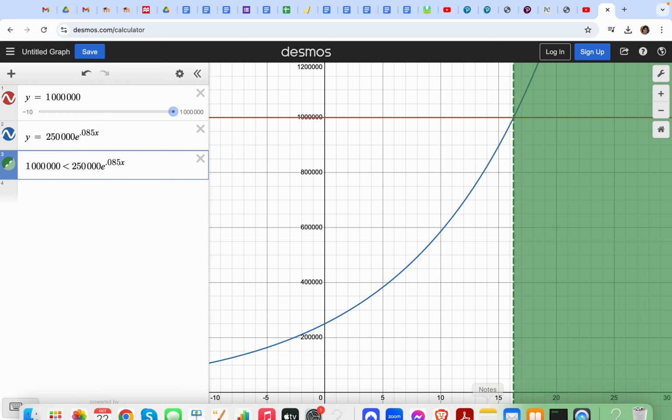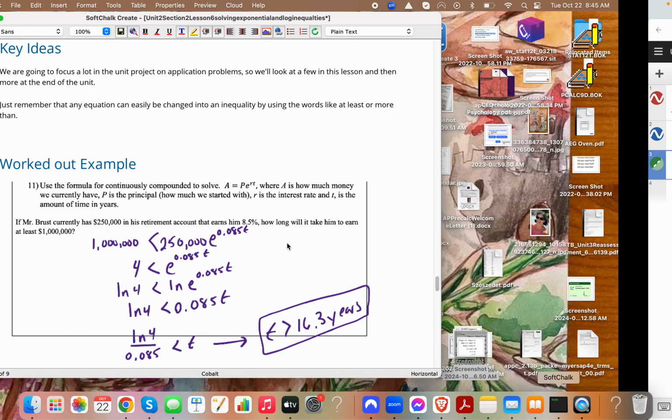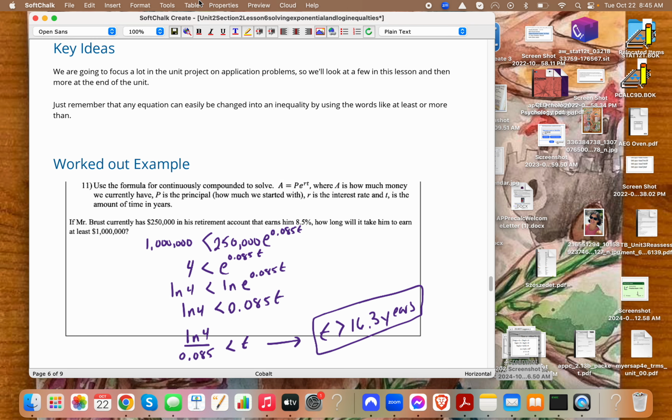All right, so either way, we can get this. We can get it algebraically, as shown, or we can use Desmos to solve.